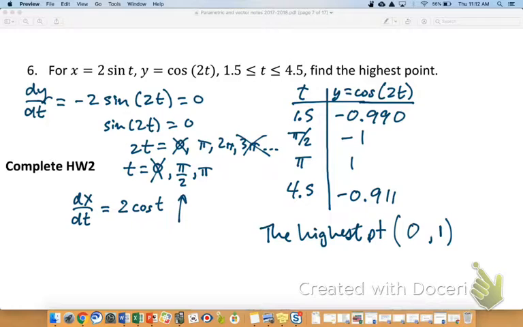And we're done. So just be careful, when it uses the word point, know that we're talking about an x comma y coordinate on a graph. Sometimes it'll say find the time when it's at its highest or whatever, and then you just list out t equals pi for that. All right.